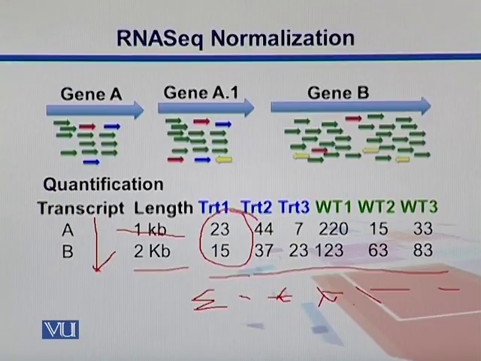If we are comparing the same gene across different treatments, for example, gene 1 in treatment versus the wild type, we need to take into account that these numbers 23, 44 and 7 and these 220, 15 and 33 are coming from different pools of reads. Sequencers have lanes, and lanes might have variability in producing the overall number of reads. If more reads are produced within a lane, more reads will be assigned to those genes. So we need to take both these factors into account while normalizing our data.